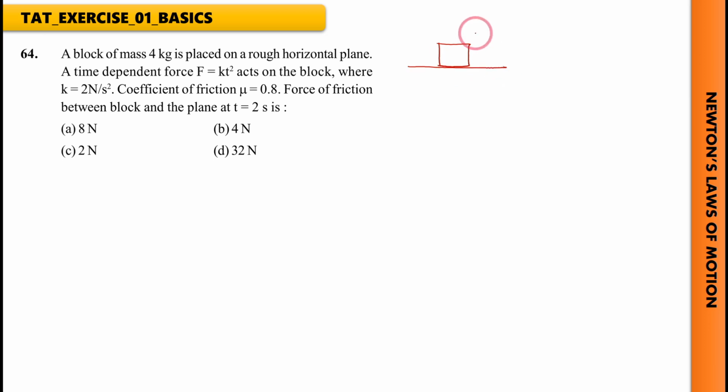Okay. So in question number 64, a 4 kg block is given and a force F equals kt, and k is given 2, so 2t is acting on it. The coefficient of friction is given 0.8, and we have to find the friction force at t equals 2 seconds. First of all we have to check whether the block will start moving at t equals 2 seconds. For that, first you find the maximum friction force which can be acting on the block, and that is coming mu mg, 0.8 into 4 into 10, that is 32 Newton.